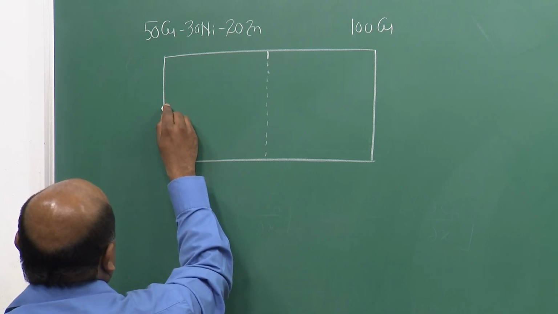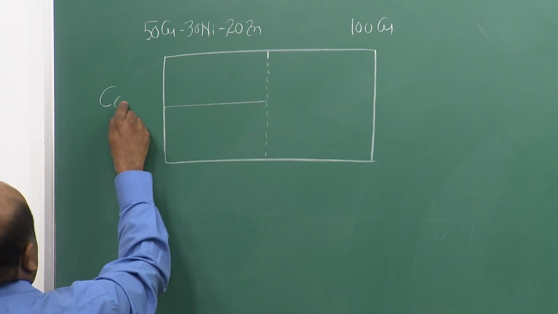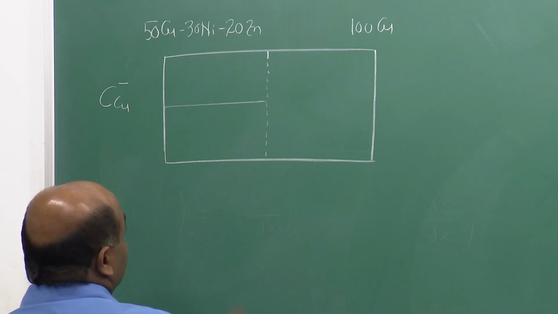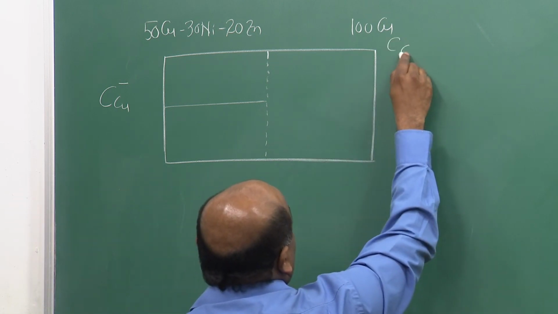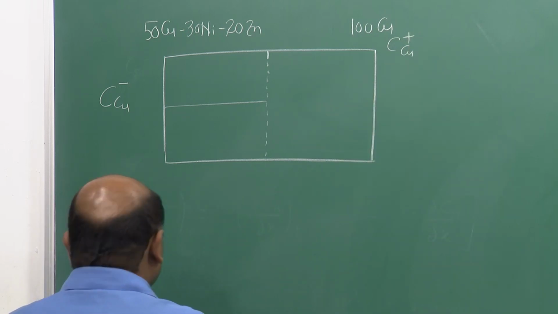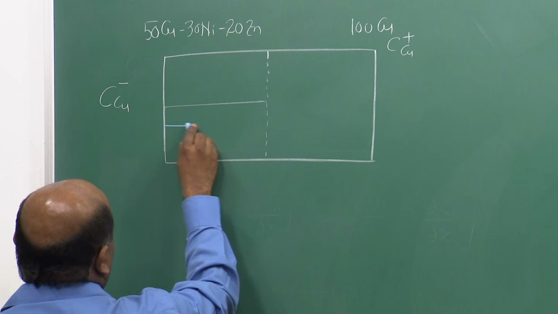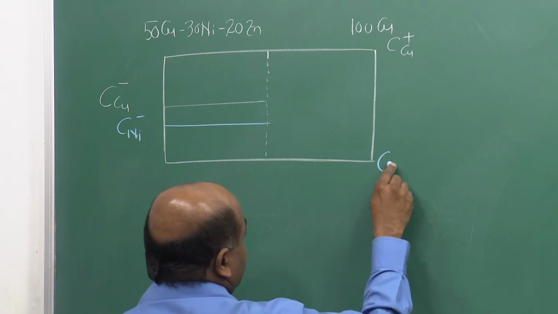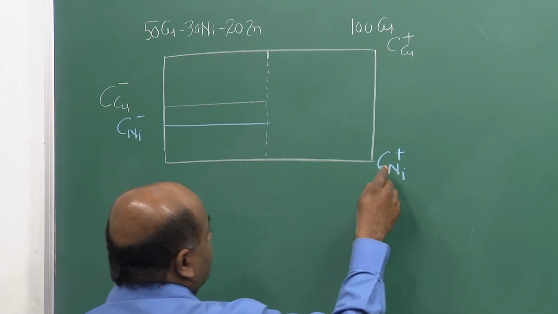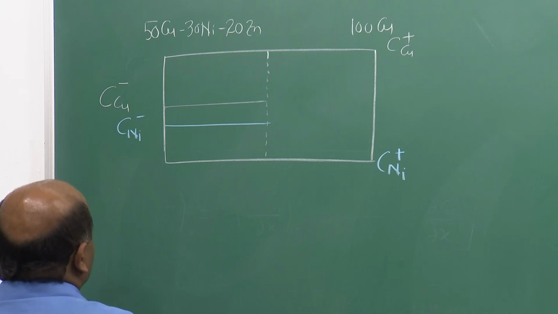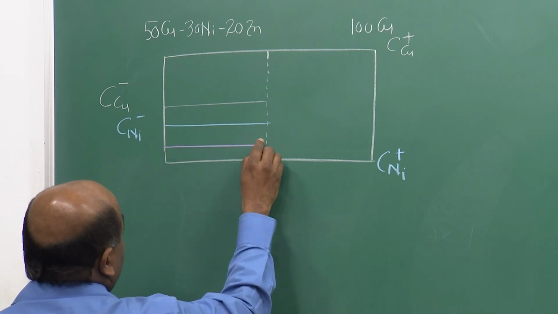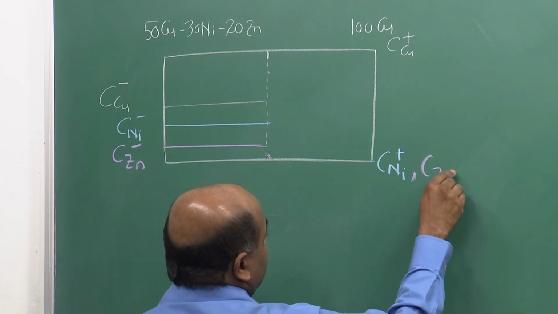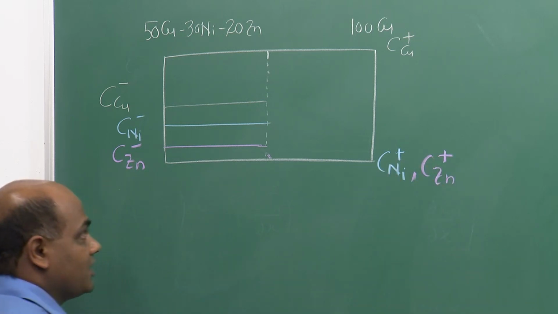So, this is my C copper minus, the left terminal alloy concentration of copper. This will be C copper plus. For nickel, say this is C nickel minus, this would be C nickel plus, because C nickel plus is 0 in the right terminal alloy, and this is C zinc minus, this is C zinc plus, which is also 0 in the right terminal alloy.